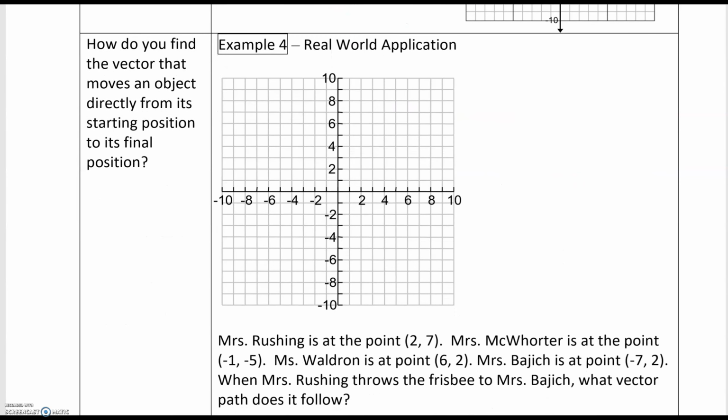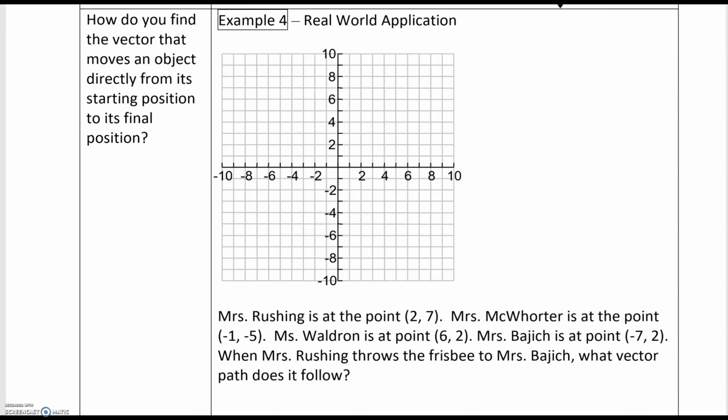All right, so real world application here. Mrs. Rushing, I am at 2, 7, so I'm going to put an R for Rushing. Miss McWhorter is at -1, -5, so I'm going to put M for McWhorter. Waldron is at 6, 2, W. And Byach is at -7, 2. Okay. So it looks like when Mrs. Rushing throws the frisbee to Mrs. Byach, what vector path does it follow? So Rushing to Byach, here it is.